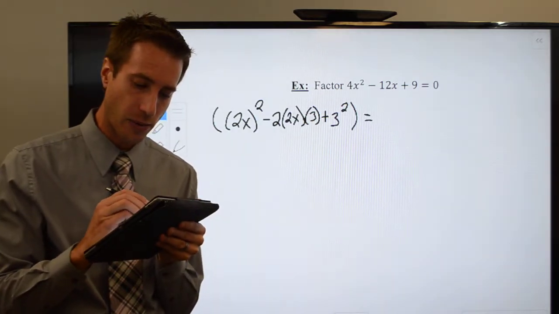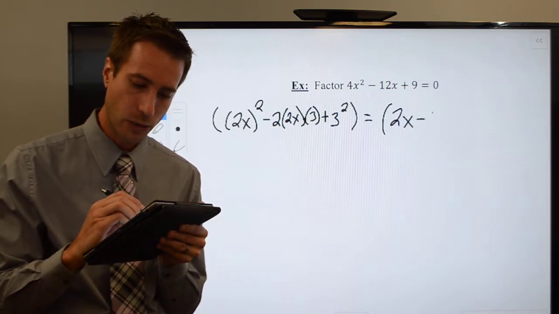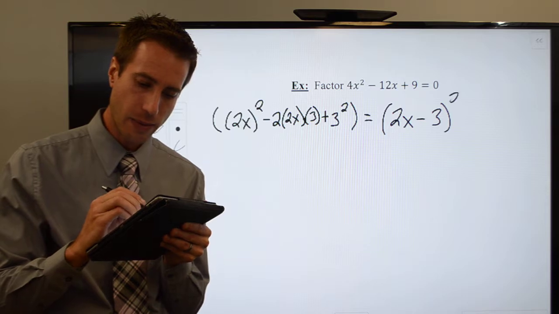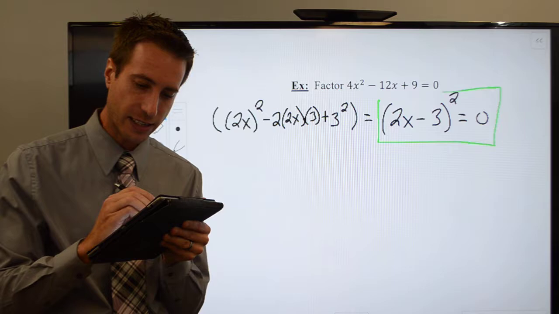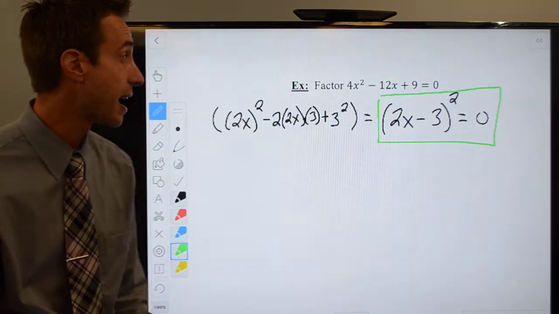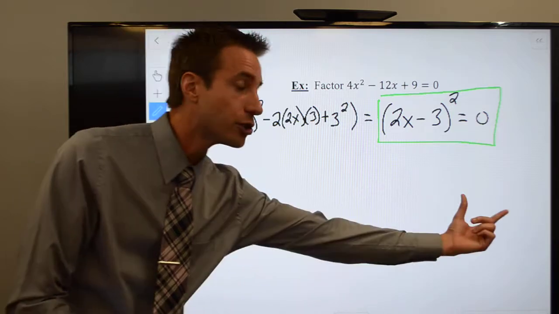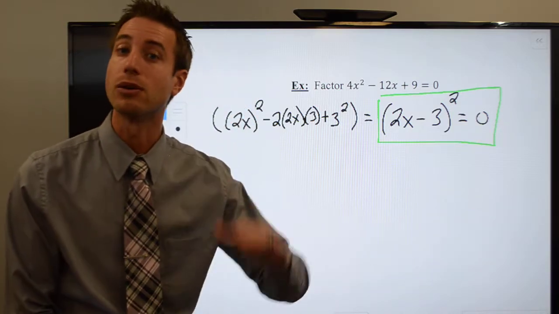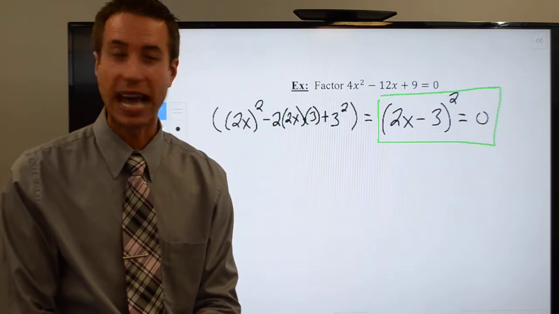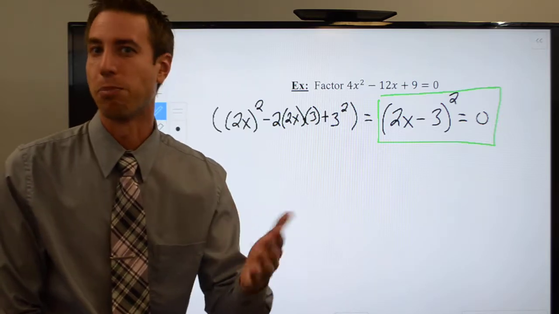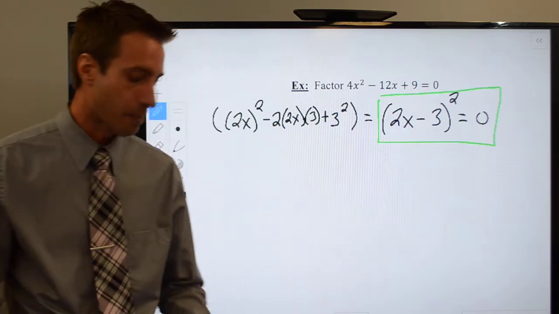And so I'm simply going to write this as a, which is 2x, minus b, which for me is a 3, again remembering that it's squared, equal to 0. Since I asked you to factor, we would stop right there. If I had asked you to solve, you would do 2x minus 3 equals 0. Solve it and you'll get a positive 3/2, which is 1.5. But I didn't ask you to solve, I just asked you to factor, so we'll stop right there.